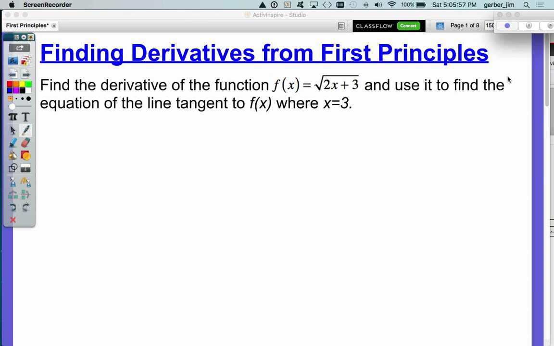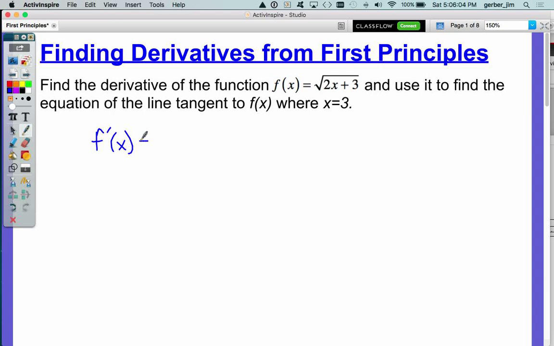So we start with the limit definition of a derivative, which is f prime at x is equal to the limit as h approaches 0 of f at x plus h minus f at x over h. This is an equation that you need to know by heart.